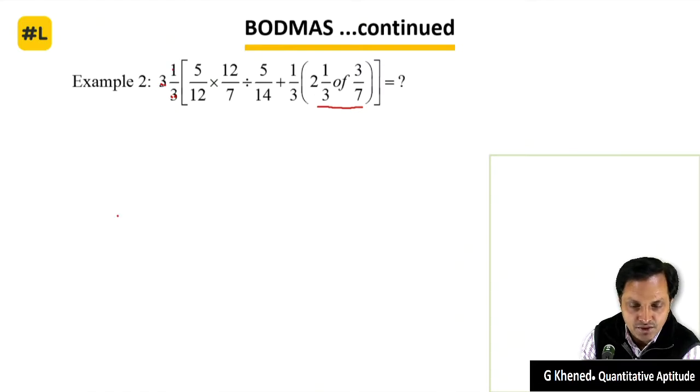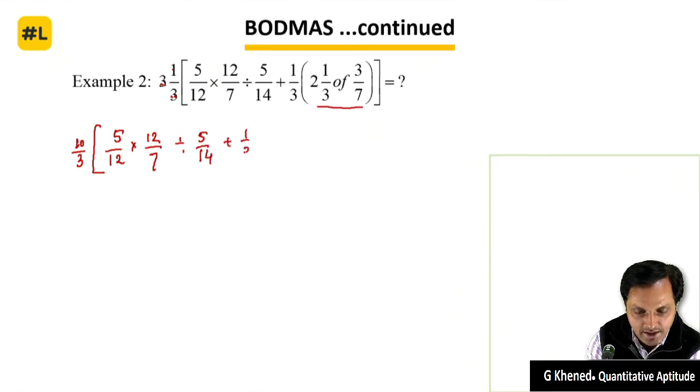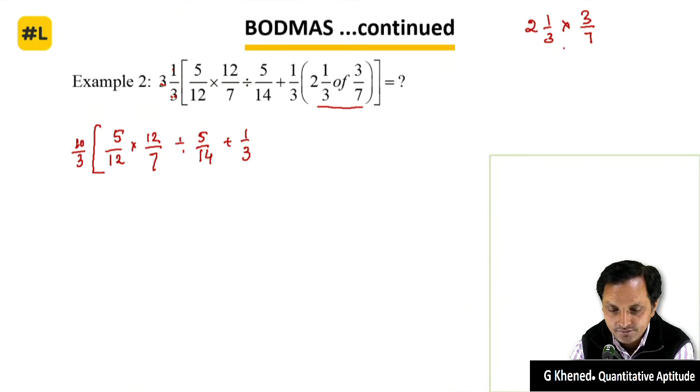9 plus 1 is 10 by 3, 5 by 12 into 12 by 7, 5 by 14 plus 1 by 3. If you solve this bracket, what is that? 2 1 by 3, of means into 3 by 7. 3 2s are 6 plus 1 is 7 by 3 into 3 by 7, this will give you 1.